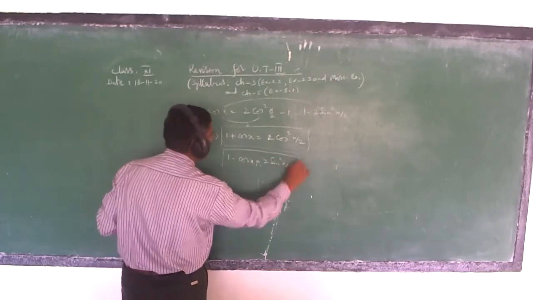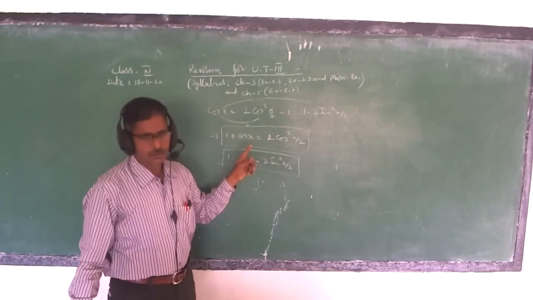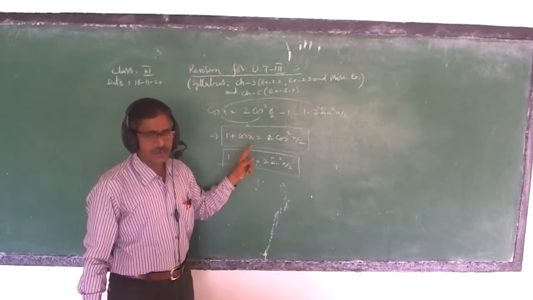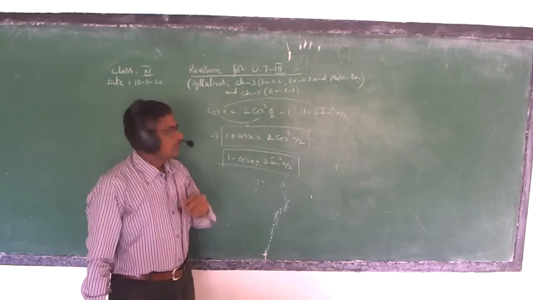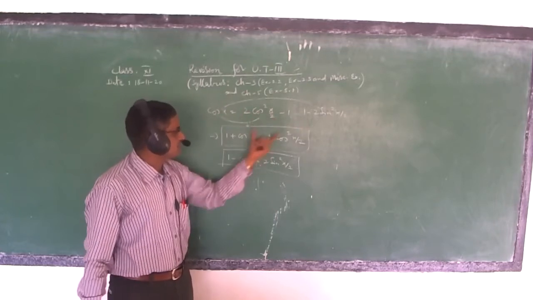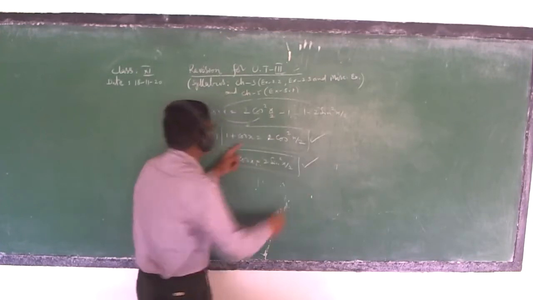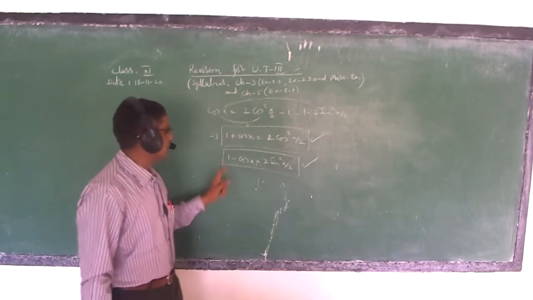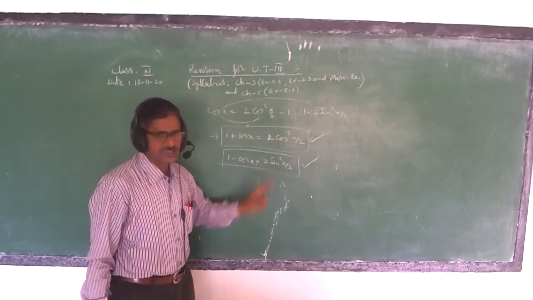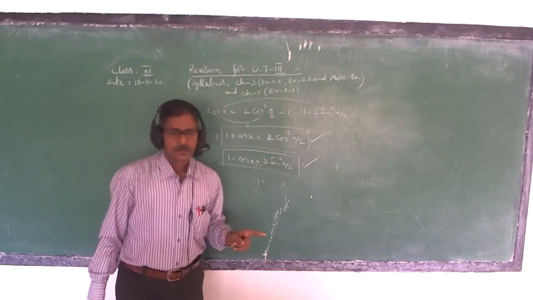This is also very important. Most frequently, we apply these formulae also. But these are not given directly in your book. From cos 2x we get cos x, and from cos x we get these formulae. So these are very important to remember. 1 plus cos x equals 2 cos square x by 2, 1 minus cos x equals 2 sin square x by 2. Most frequently we come across these formulae.